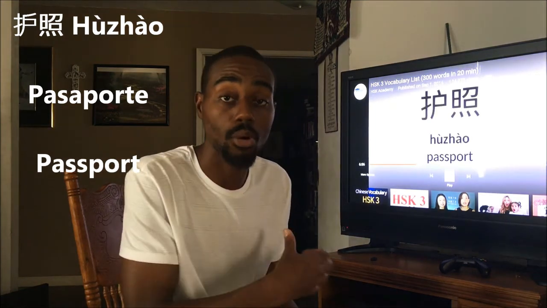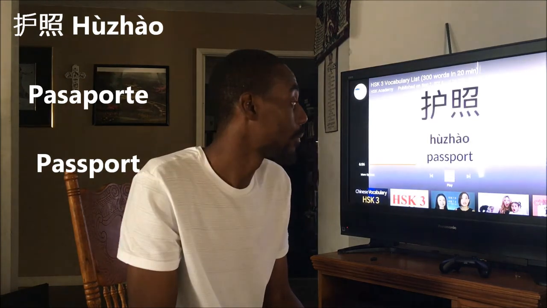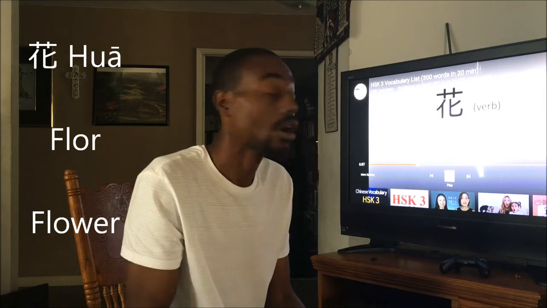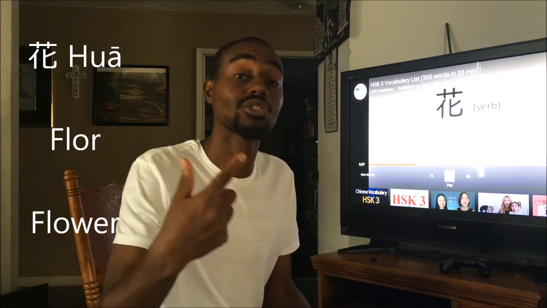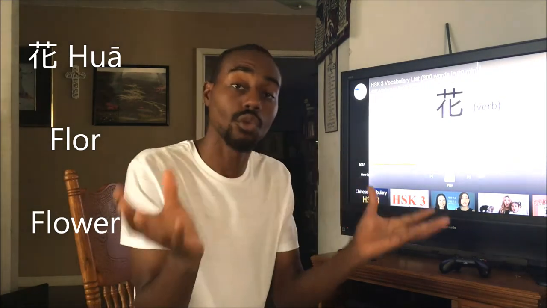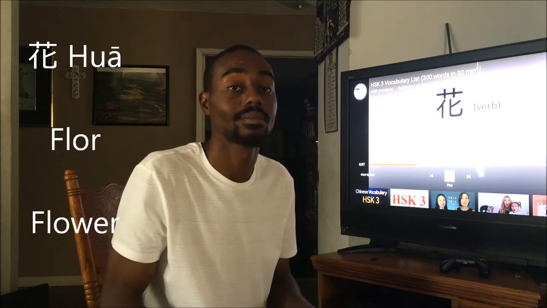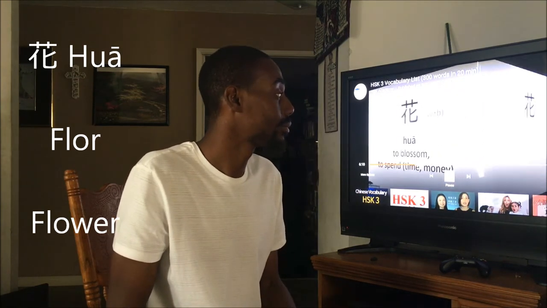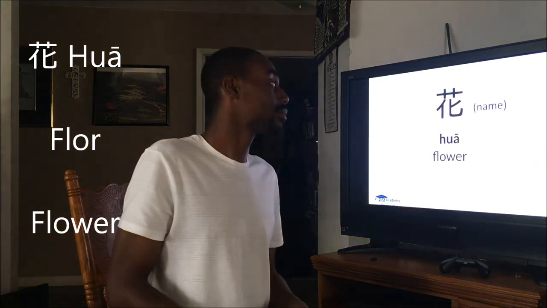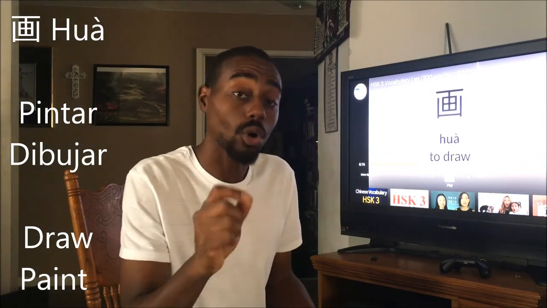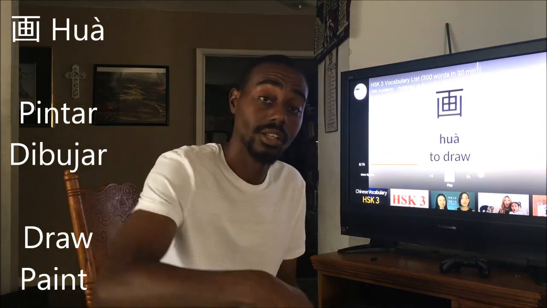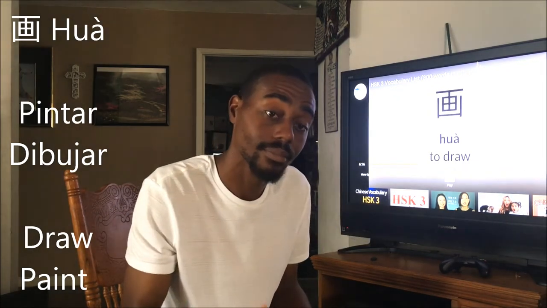Hùzhào, un pasaporte, passport. Necesitamos un pasaporte para viajar. We need a passport to travel. Hua. Hua can be a last name in Chinese. And also Hua is like a flower, like una flor. Dibujar, pintar, to draw, to paint.